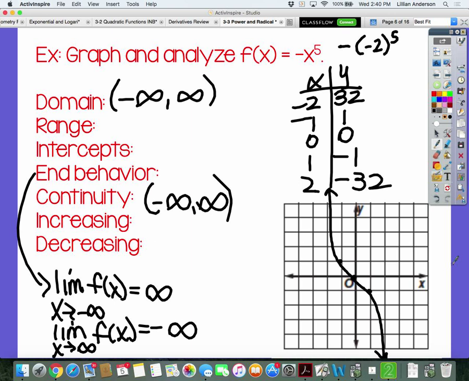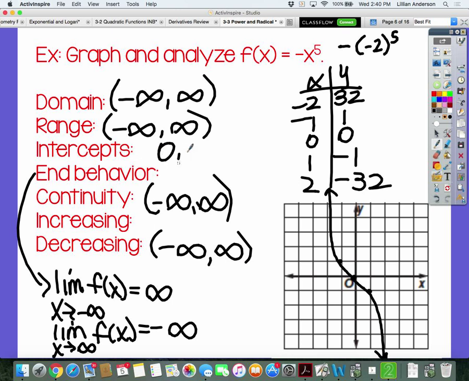Donnie, give me something. Range is... Good stuff. Jay, give me something. I got intercepts, increasing and decreasing left over. Awesome. Alexis, give me something. I got intercepts and increasing left. 0, 0. And Kaylee, increasing. Not. There's none. It's not increasing anywhere, okay? And there you go. Analyze that graph very nicely. Questions?